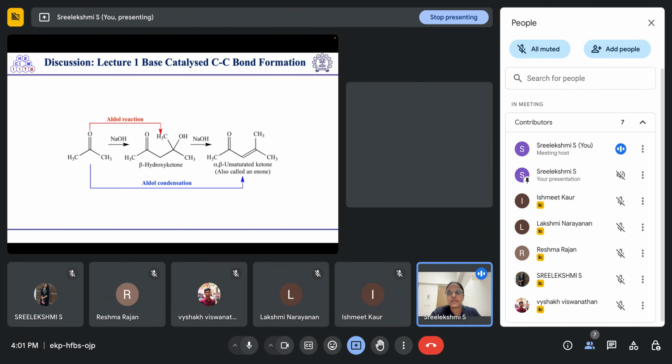The first reaction we saw was the aldol reaction, and then we saw aldol condensation as well. The aldol reaction is basically a carbonyl compound, an aldehyde or ketone having an alpha hydrogen, in the presence of a base forming a beta hydroxy ketone. Further, if we heat this, it can undergo elimination of one molecule of water to form an alpha beta unsaturated ketone, and that is known as aldol condensation.